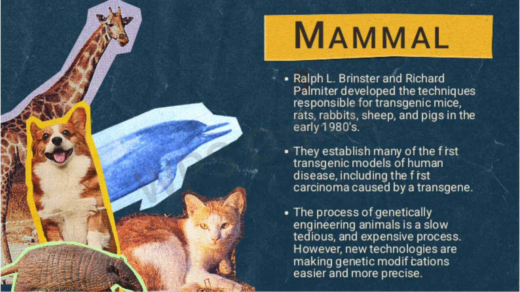They established many of the first transgenic models of human disease, including the first carcinoma caused by a transgene. So, when we say carcinoma, ito yung cancer that forms in epithelial tissue. So, nag-research ako about dito, and then ang nabasa ko, ito daw yung first, parang pinakaunang cancer. Hindi siya yung stage 1 cancer, ha. Like, yung parang bago yung cancer, nauna tong carcinoma.